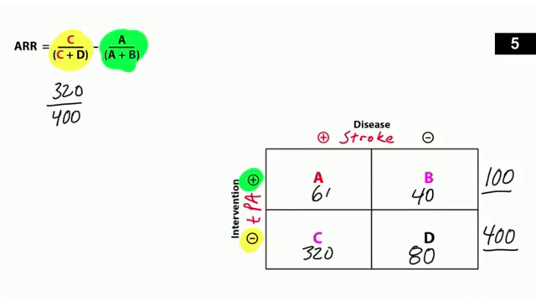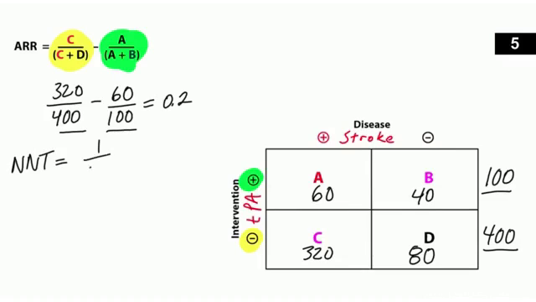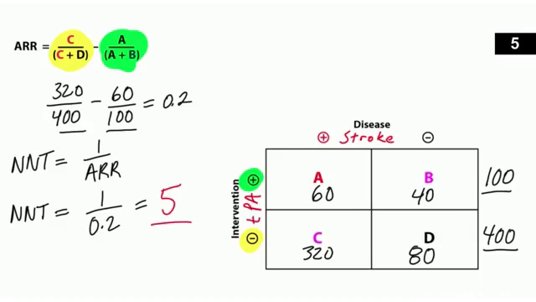And poor outcome was experienced in 60 out of the 100 in the group given the TPA, which is A over A plus B. So the absolute risk reduction is 320 divided by 400 minus 60 divided by 100, which is 0.2. To calculate number needed to treat, you would take the inverse of the absolute risk reduction. That is, you calculate 1 over the absolute risk reduction, which is 1 divided by 0.2, and this equals 5. Therefore, you would need to treat 5 patients with acute stroke to see the beneficial effect of TPA in one patient. There's also a similar concept called the number needed to harm, which I'll just mention briefly.